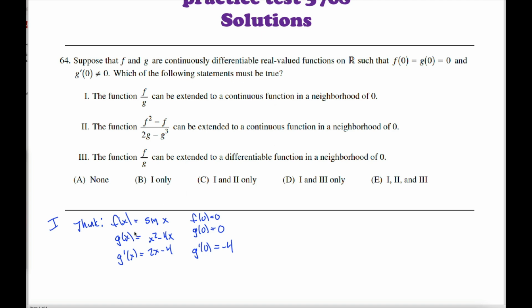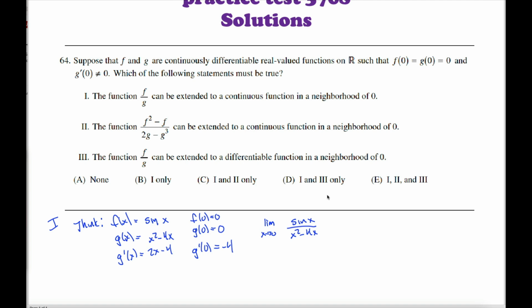Let's see if we could extend the quotient of these functions to a continuous function in a neighborhood of 0. If we can do so, that example might help us prove that we can do this more generally for any f and g. So if f of x is sine of x and g of x is x squared minus 4x, f divided by g would just be sine of x divided by x squared minus 4x. This function is not defined when x equals 0 because we'd have to divide by 0. So what we want to do is consider the limit as x approaches 0 of this expression.